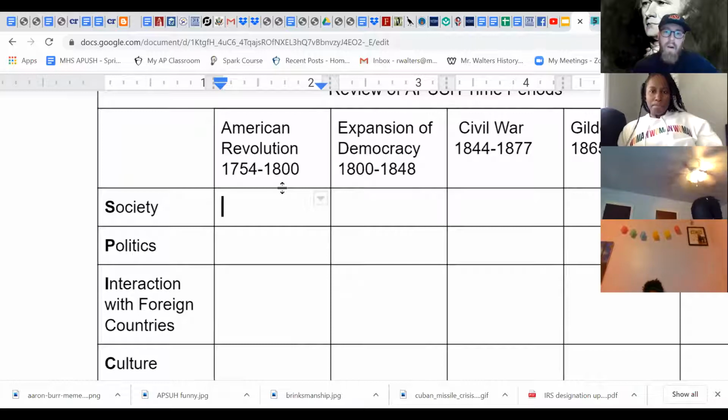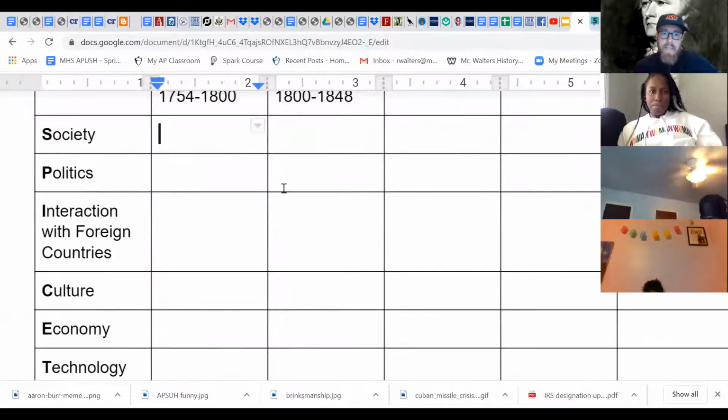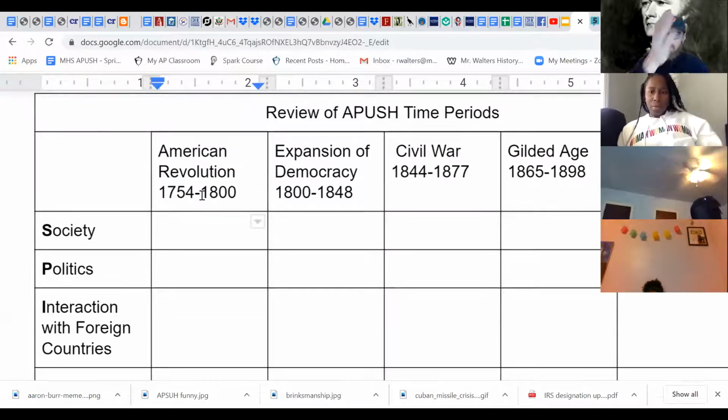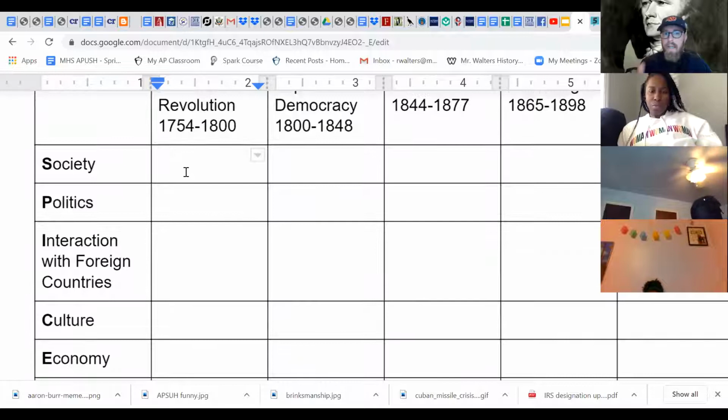So the best way to do this is, as you go back in your notes and start taking it one by one, starting in 1754, I would just do it row by row. I would start at the very beginning here, the American Revolution. If you want to go back to our first video, we went over that. But if you want to say, what was society like back then? Type in a few key terms.